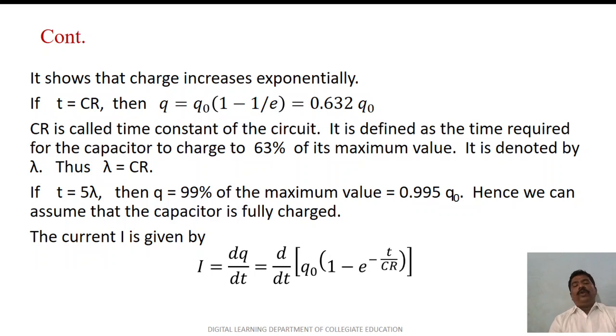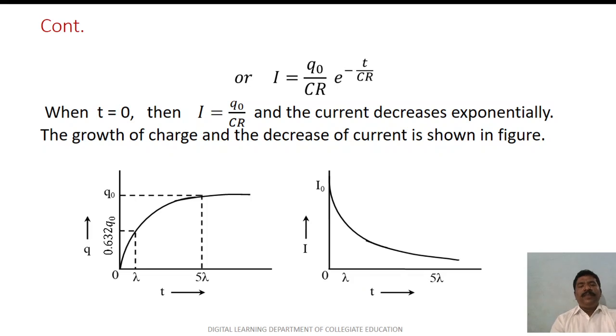Similarly, when you want to know about the current during charging, we know the definition of current: I is equal to dq divided by dt. Substituting Q as Q naught times 1 minus e raised to the power of minus t divided by CR, and differentiating this equation, we get I is equal to Q naught by CR times e raised to the power of minus t divided by CR. Q naught divided by CR can be taken as I naught. When t is equal to 0, I is equal to Q naught by CR.